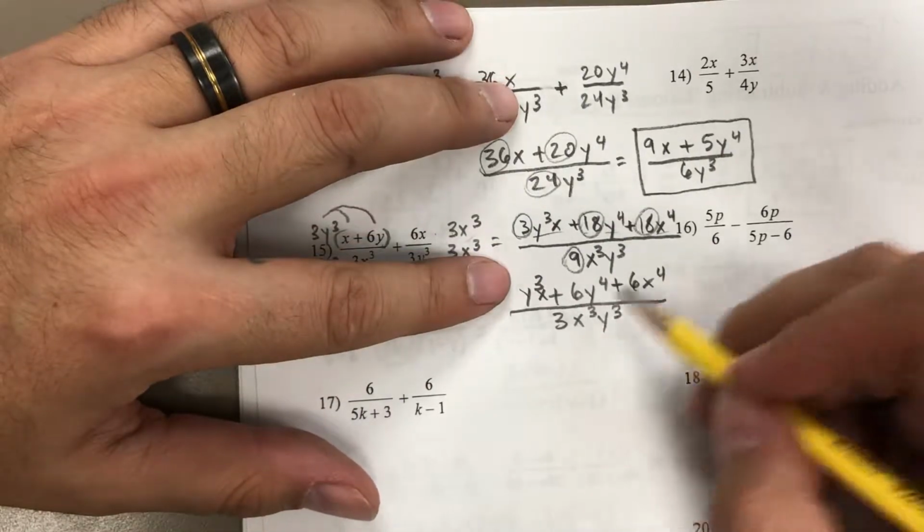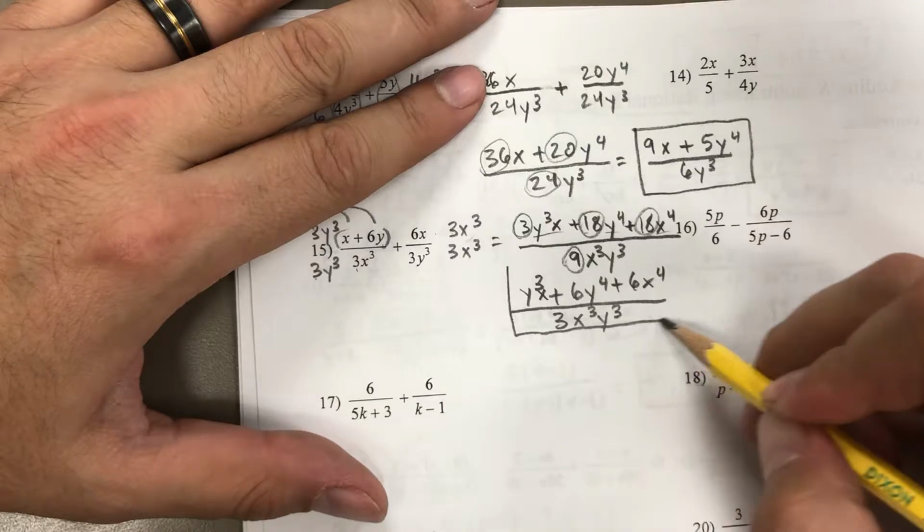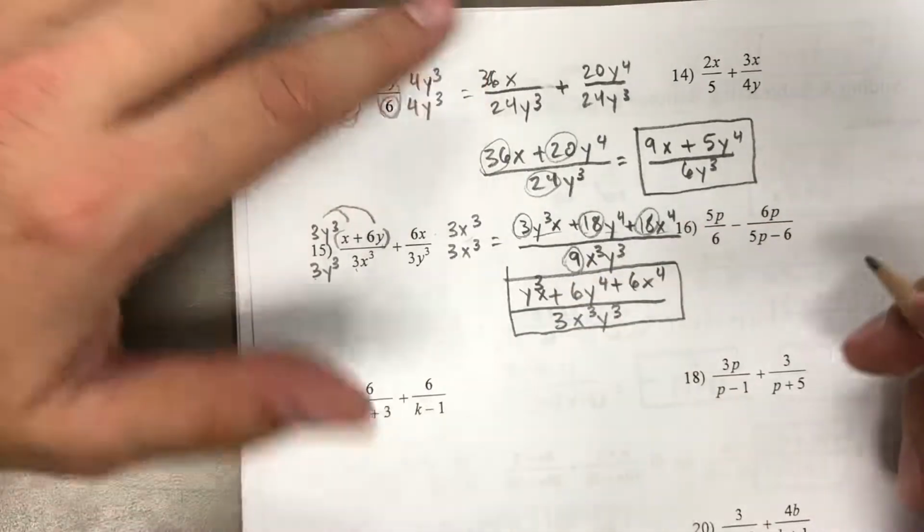And then obviously I don't have an x here, so I can't get rid of the x's. So this is as simplified as the expression gets.